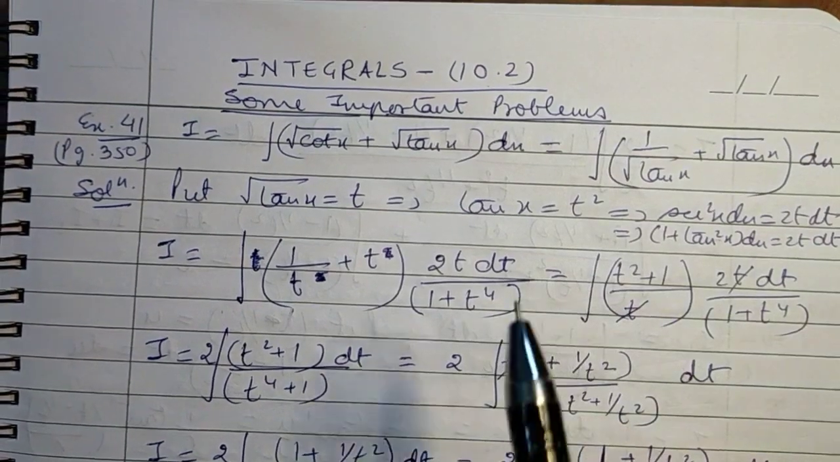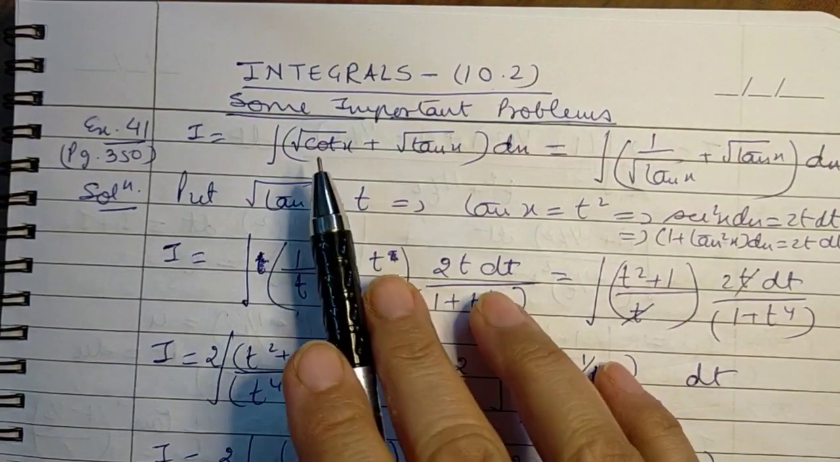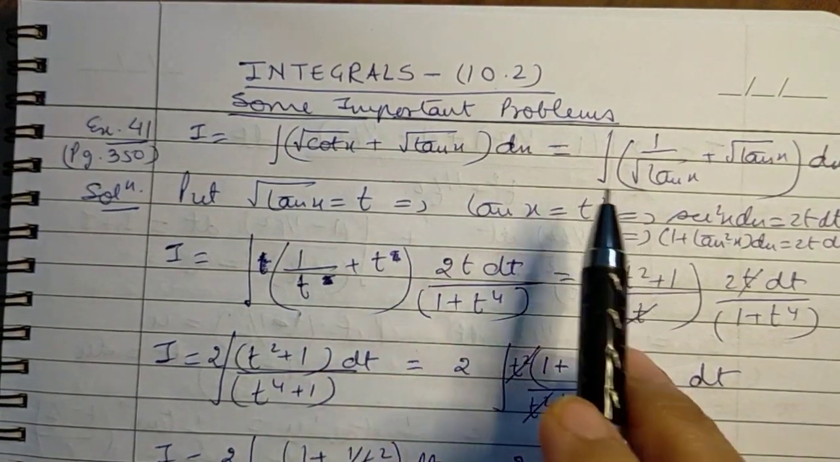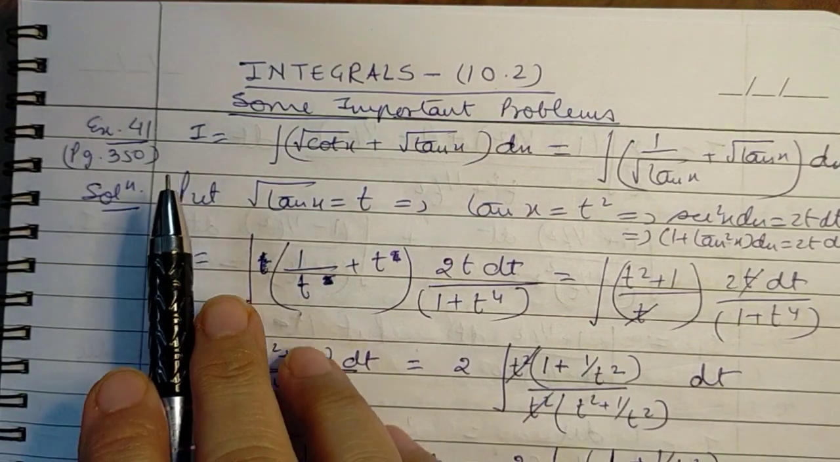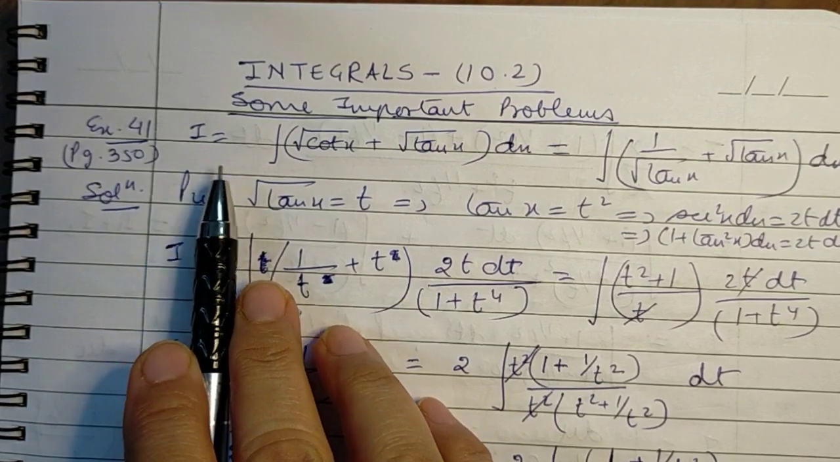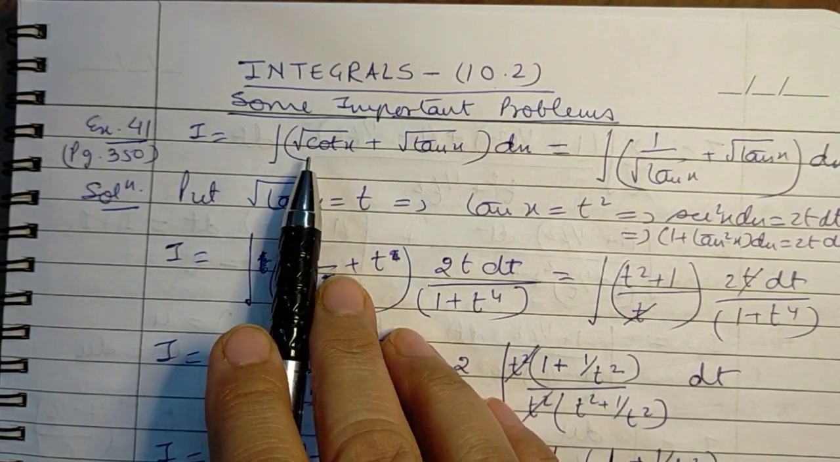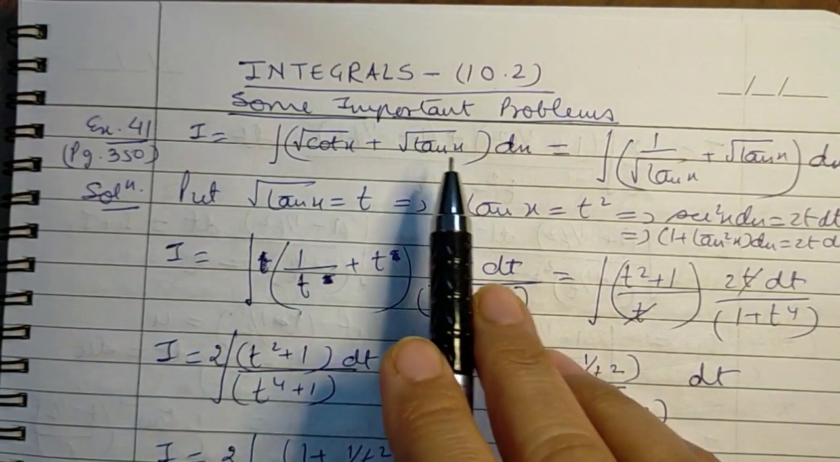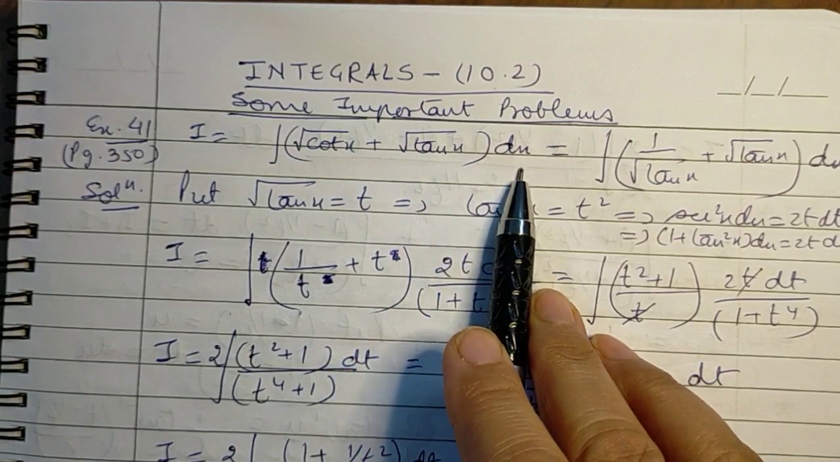Hello students, today I'll be taking some important problems on integrals. I'll start with solved example 41 which says that I is equal to the integral of square root of cot x plus square root of tan x dx.